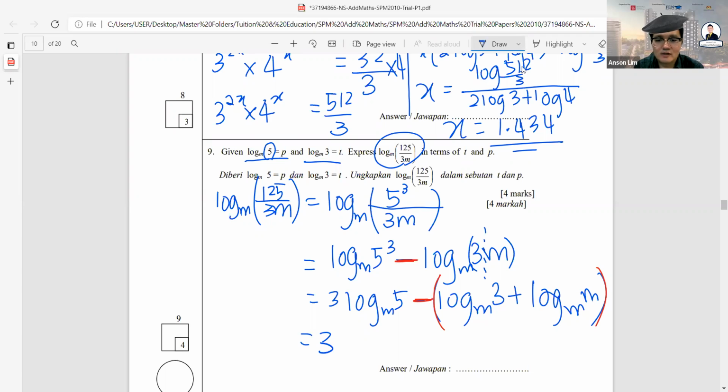So you substitute now. Log 3 is what? T. Expand the bracket. Log m m equals to 1. Remember, log A A, log K K, log T T, log N N is 1. So that's your answer. Do you get it correct? Very good, WP. Okay, we got the answer for that.